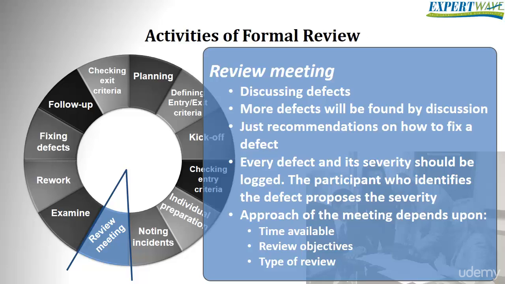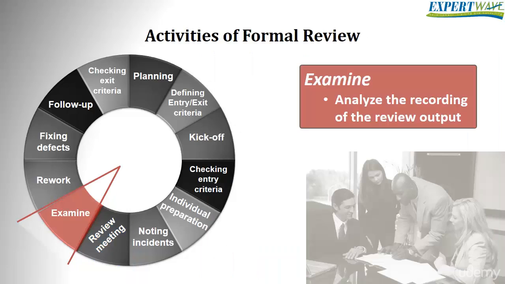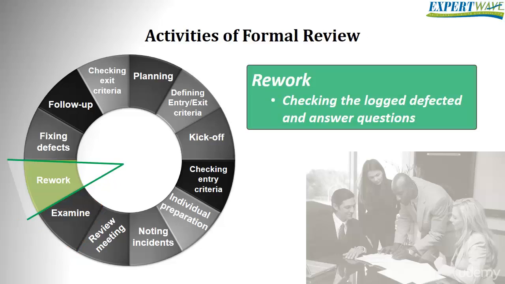The approach of the meeting depends upon the time available, the review objective, and the type of the review. Reviewers may only suggest or recommend fixes, but not discuss how to fix the defect. This is done later by the author. Examine. At the end of the meeting, a decision on the document under review has to be made by the participants. Should we proceed with this document or drop it altogether, or will a simple follow-up meeting after fixing the defects found be enough?